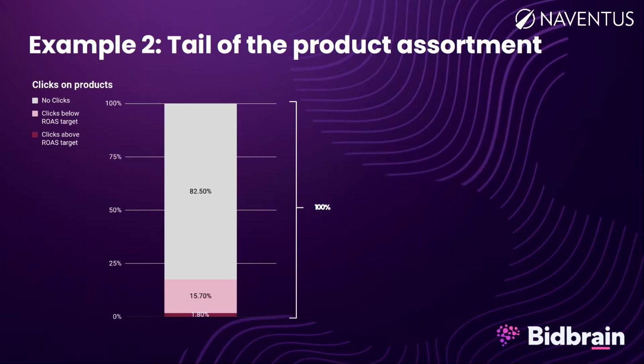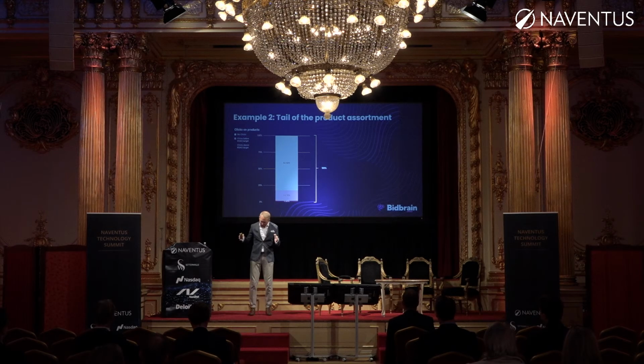Another example is, if you take a look at the whole product assortment, the list of products, you see that 80% of all the products don't get any clicks on Google. They're dead, more or less. So the question is, how can you activate these? Because if you don't have any clicks, you don't have any data to bid on. And if you don't have any data, you're blind. So activating the tail of a product assortment is usually the key to improving sales.